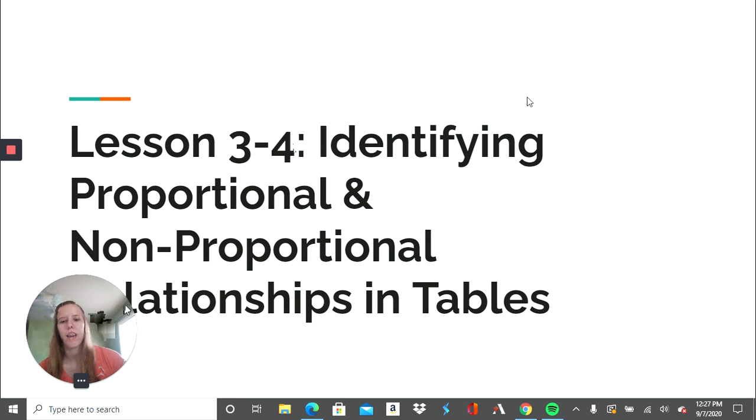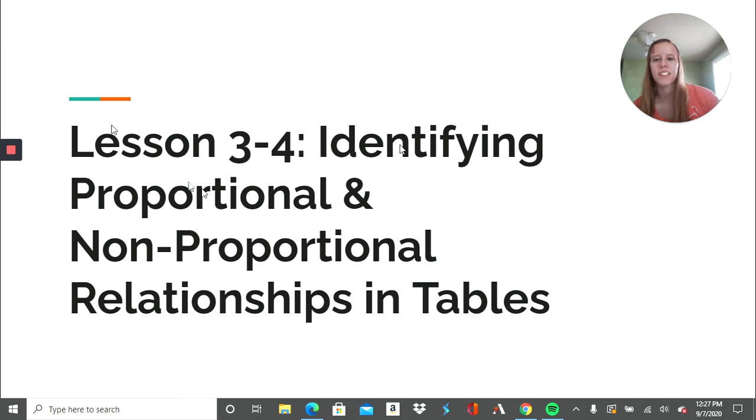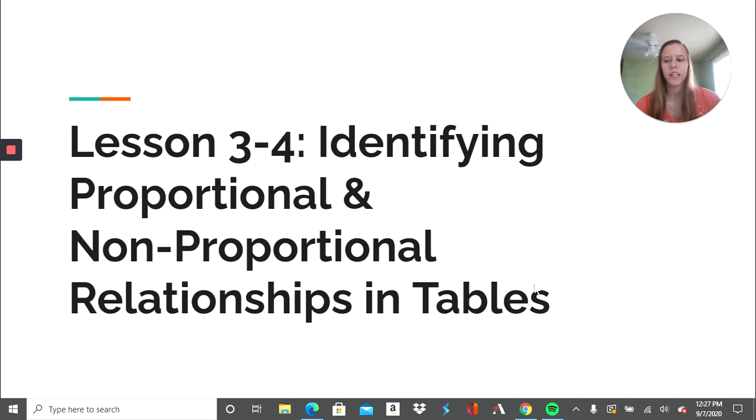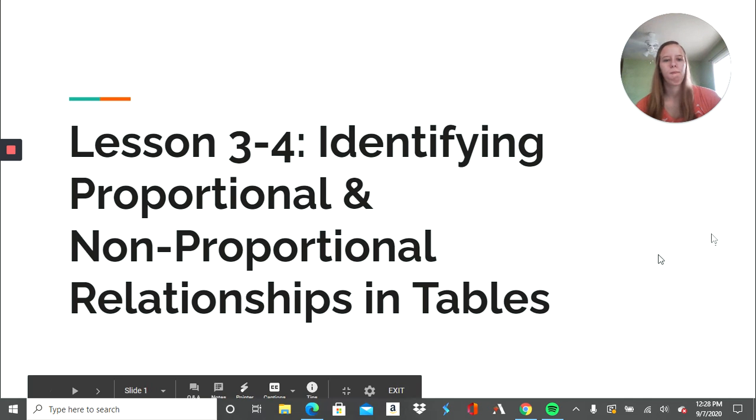Okay, so we're looking at identifying proportional and non-proportional relationships in tables. So last week we looked at unit rates or unit prices and then equivalent ratios, a little bit with finding proportions, whether the ratios form a proportion. So now we're going to be looking at those in tables.